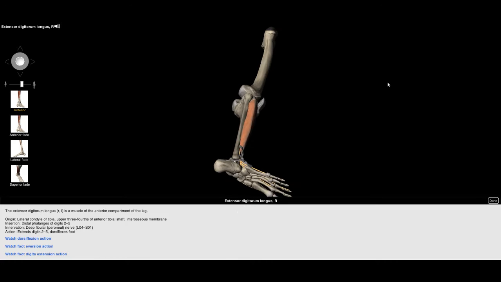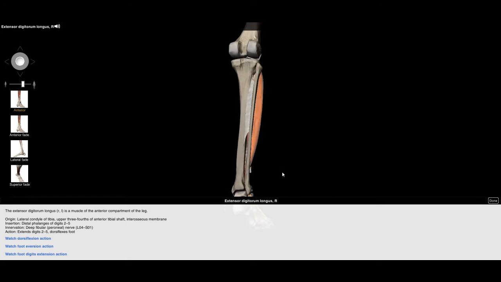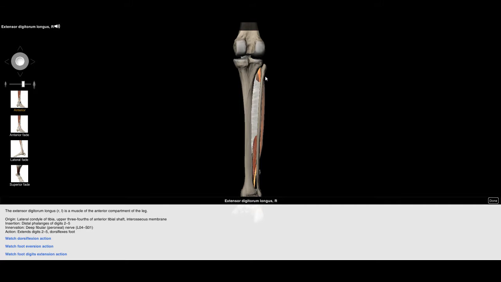So if I slide our model all the way around here, we can see from the posterior view the interosseous membrane, which is that membrane that helps to compartmentalize the leg and dissipate forces between the fibula and the tibia, and supports. It also provides support throughout the tib-fib articulation.